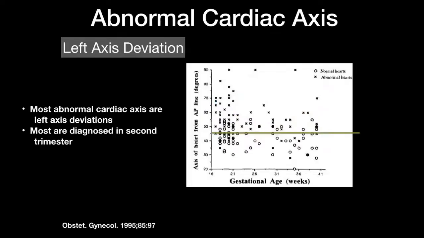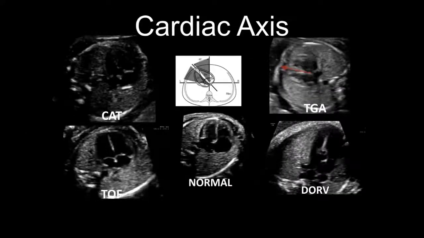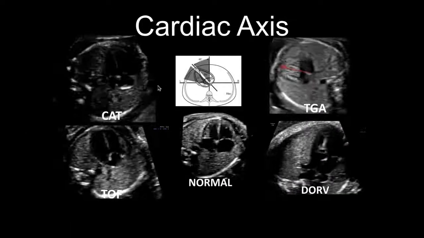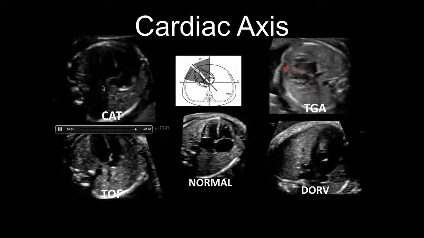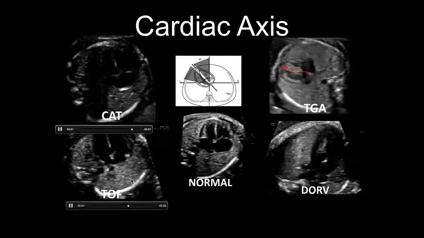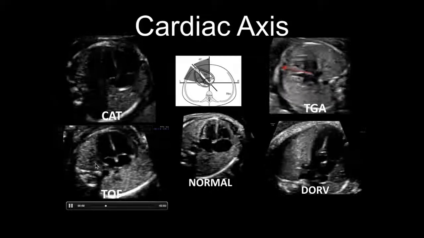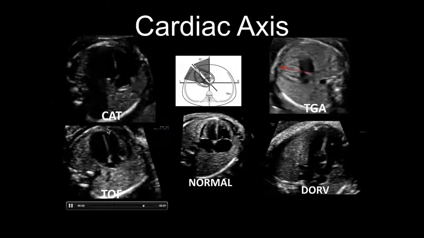And here are cases with congenital heart disease, and you see that most cases will show a left axis deviation when there's congenital heart disease, similar to what we see in the first trimester. Here are some examples. Here's a common arterial trunk. Look at the apex of the heart, almost 90 degrees here. Tetralogy of Fallot, again, if you bisect the chest, almost a 90-degree angle.